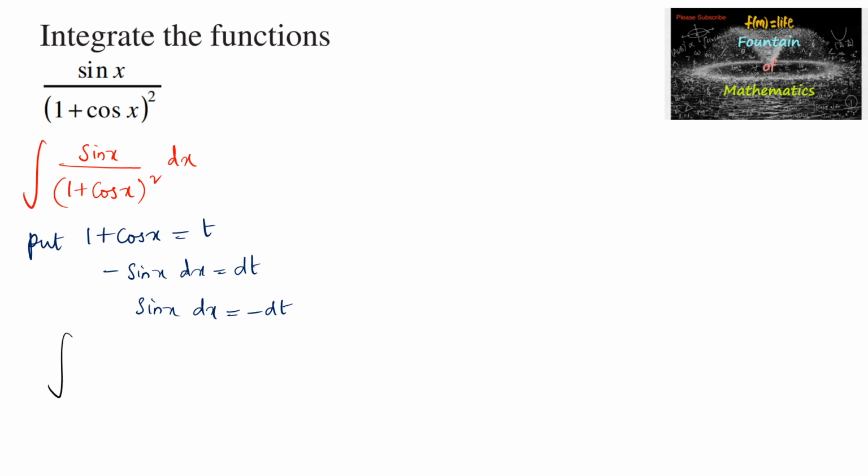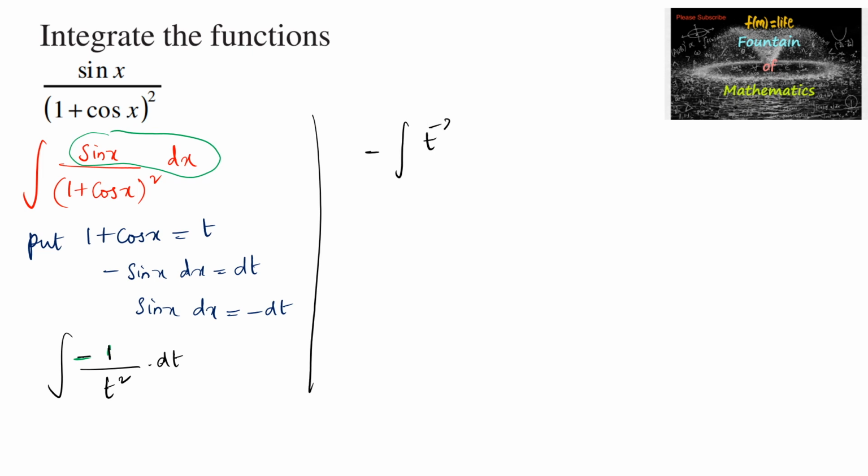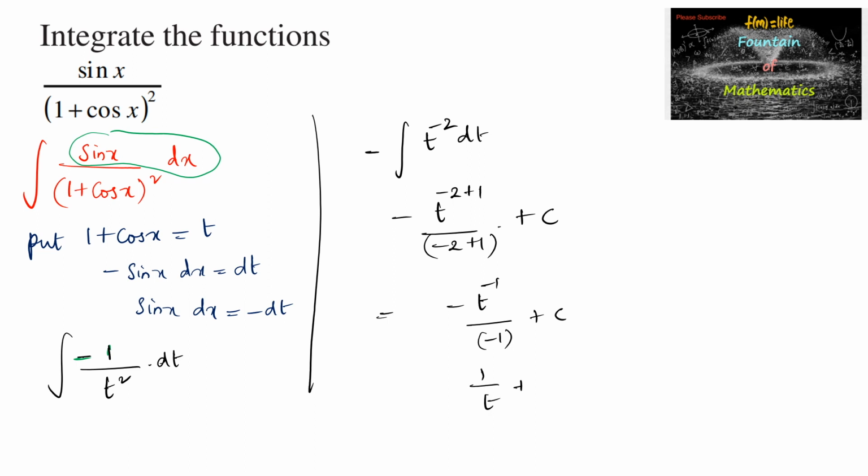So we can write the integral here, sin x dx will be minus dt, and 1 plus cos x is equal to t. So we can write here minus 1 by t square into dt, which is equal to minus integral t to the power of minus 2 dt, that is minus t to the power of minus 2 plus 1 divided by minus 2 plus 1 plus integral constant c, that is minus t to the power of minus 1 divided by minus 1 plus c, that is 1 upon t plus c. Substituting back t is equal to 1 plus cos x, we get 1 by 1 plus cos x plus integral constant c is the answer.